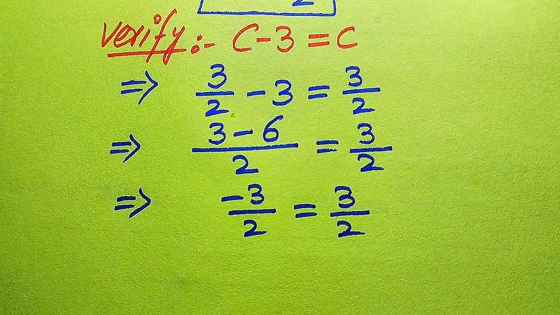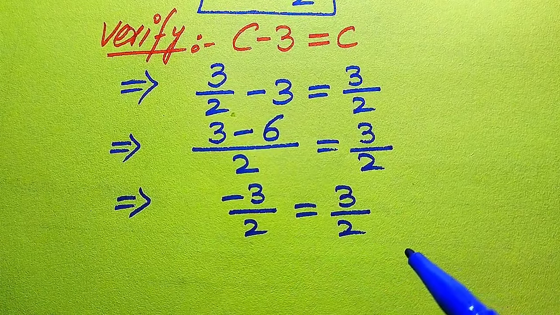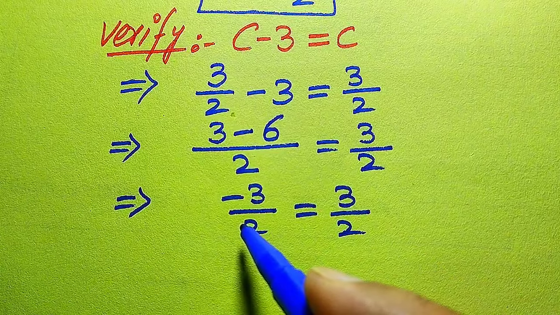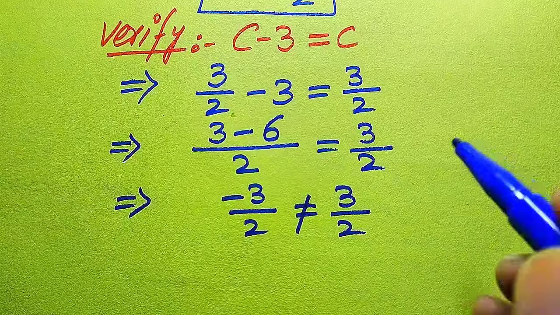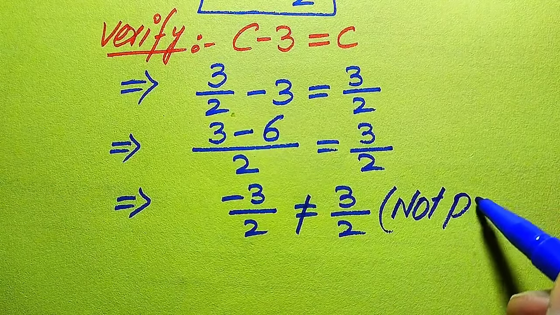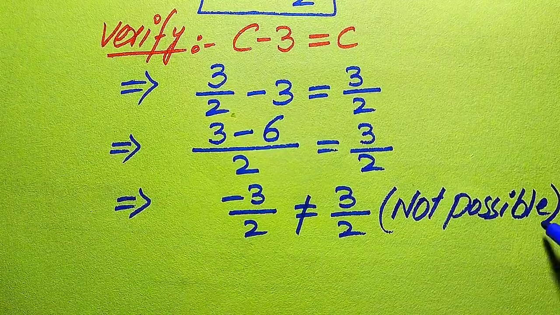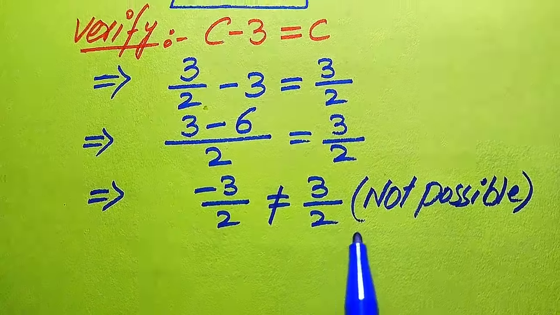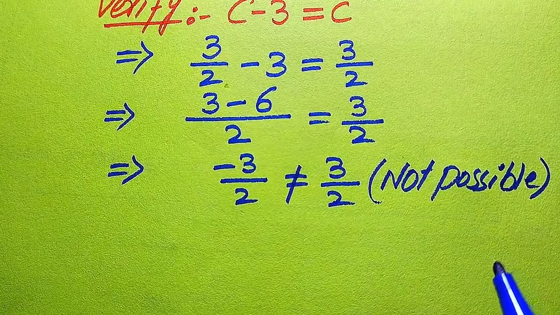And now in the next step, you see that these two values are not equal, because the left-hand side is a negative value and the right-hand side is a positive value. So these two values are not equal, or in other words, it is not possible that a negative value is equal to a positive value. So if this is not possible, it means that the value c equals 3 over 2 does not satisfy our given question statement.